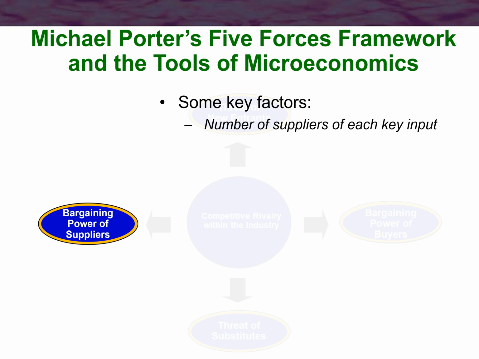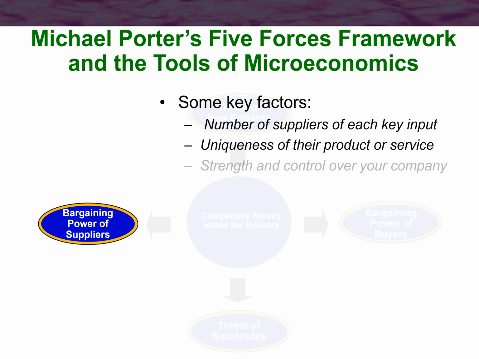In other words, if there are a few suppliers of your inputs, the potential for them raising prices is higher. The uniqueness of your product or service. So in other words, if your product is not very unique, that means there can be many types of suppliers open to you. If you have a very unique product line or service, you may be limited to only one supplier of a key resource. Or there's the strength and control over your company.